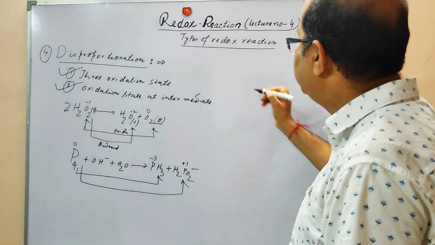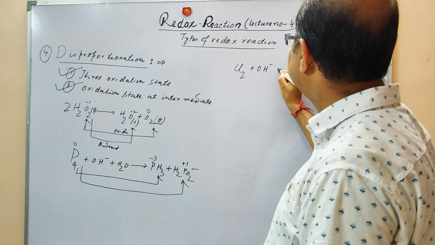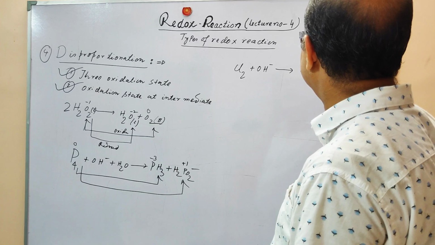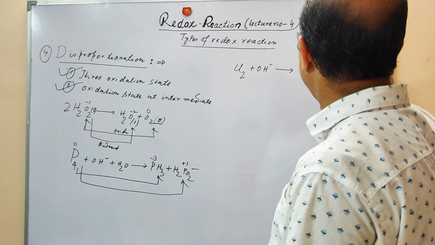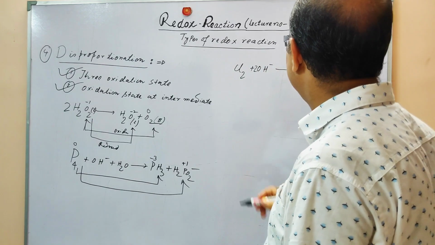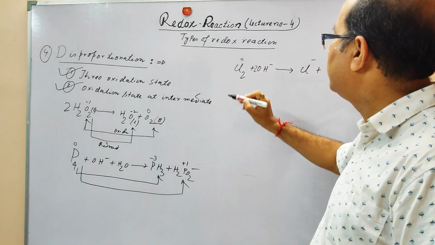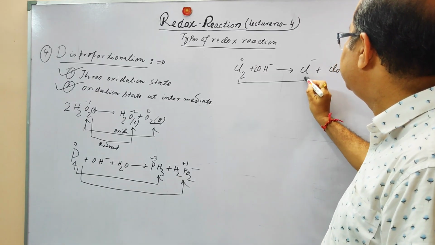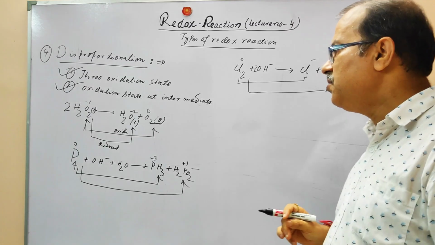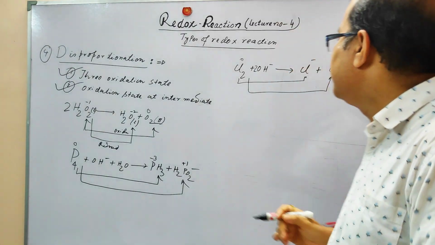Now we can see it for chlorine also. Chlorine plus OH minus will produce Cl minus plus ClO minus plus H2O. You can see here chlorine at 0 oxidation state is decreasing here, and here you can say it is increasing. So this is a disproportionation reaction.